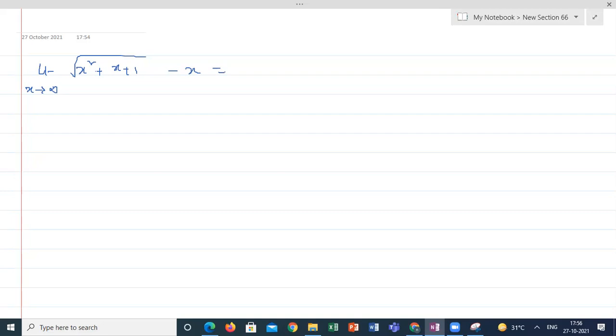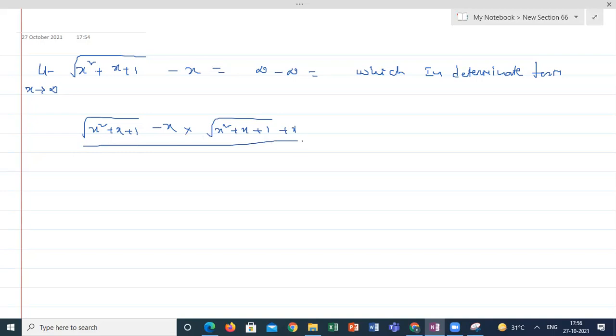Sir, is it 1 by 2? Yes, 1 by 2 is the right answer. If I substitute the limit directly, I will get infinity minus infinity, which is an indeterminate form. I take the function root of x square plus x plus 1 minus x, and multiply by root of x square plus x plus 1 plus x divided by root of x square plus x plus 1 plus x.